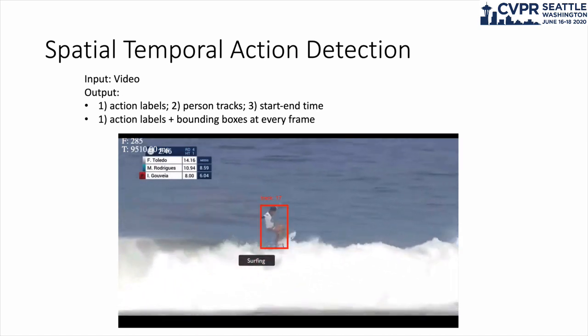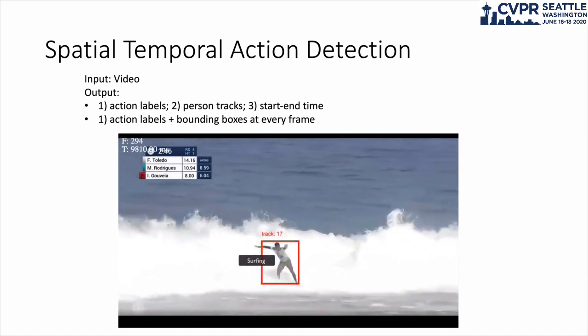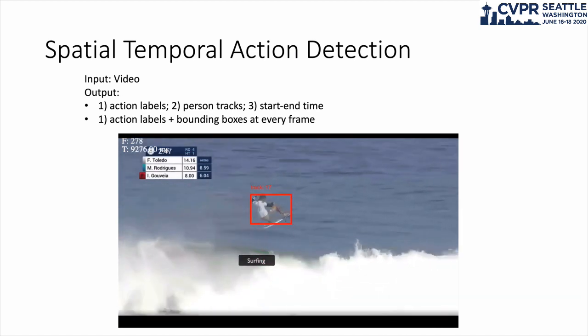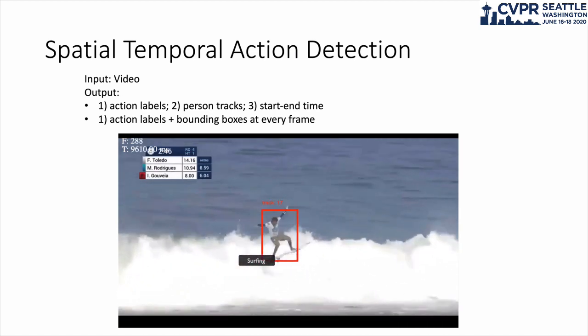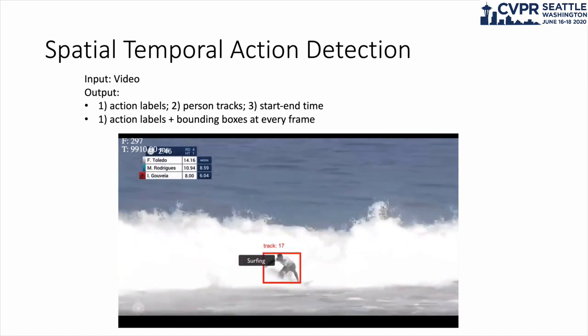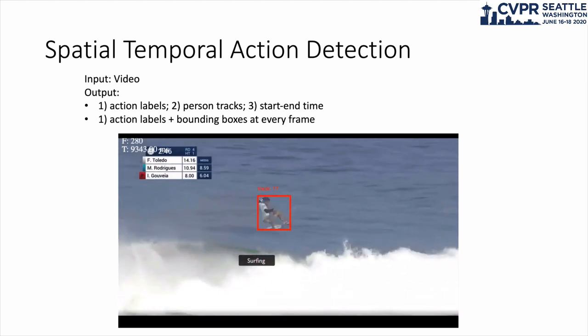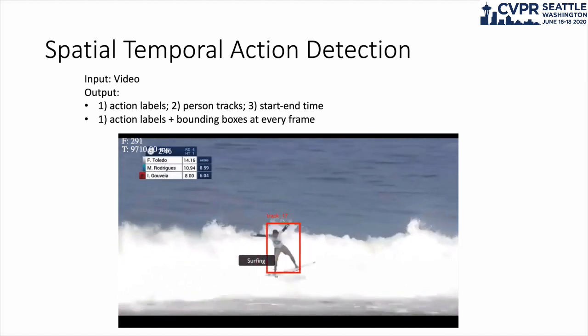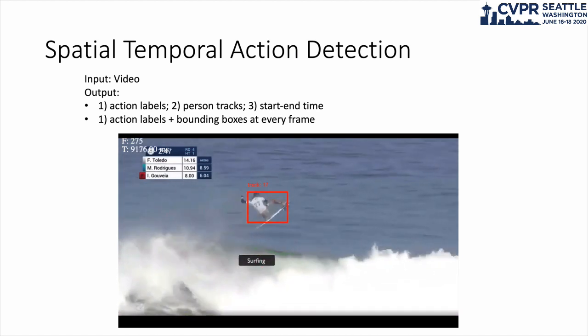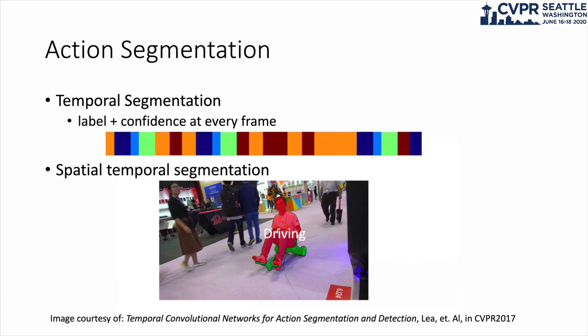This problem requires the cooperation of multiple models, like person detection, person tracking, and activity understanding. With the recent advances in these fields, more and more researchers are starting to look at this problem. For the two detection problems described above, it's also possible to formulate them as segmentation problems. For example, temporal segmentation. In this problem, we don't care about the instance. We just output action label at each frame of the video and its confidence.